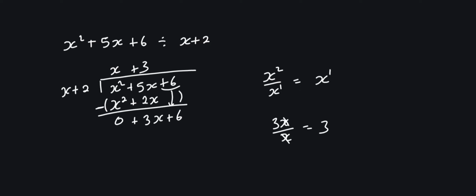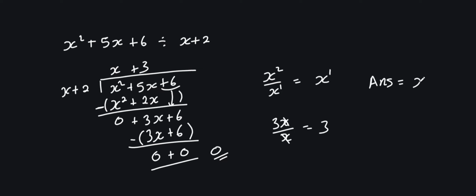Now we're going to multiply the 3 by x plus 2. What's 3 times x? That's 3x. Again, you get the same thing. And then you have 3 times 2 is 6, so plus 6. And we're going to subtract this as well. So what's 3x minus 3x? 0. 6 minus 6 would be 0. So you end up having 0 as your remainder. And your answer, x plus 3.